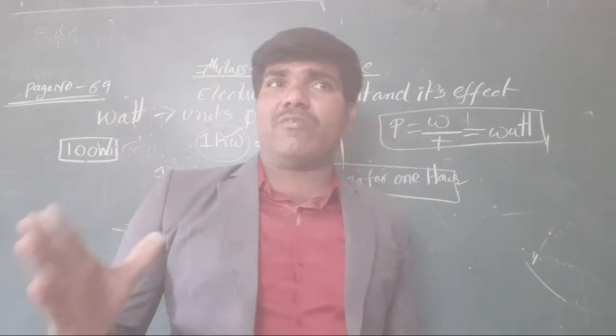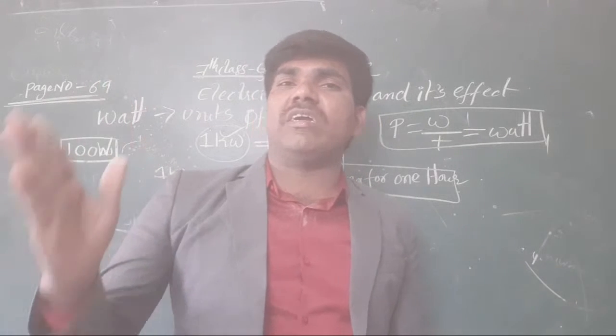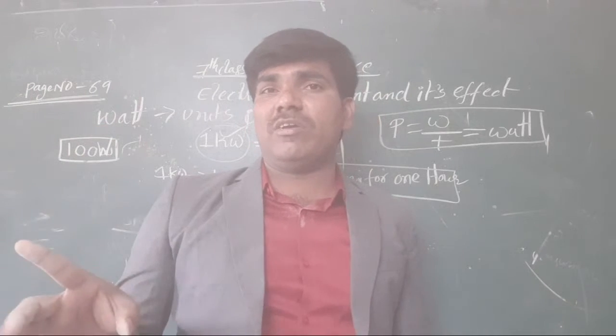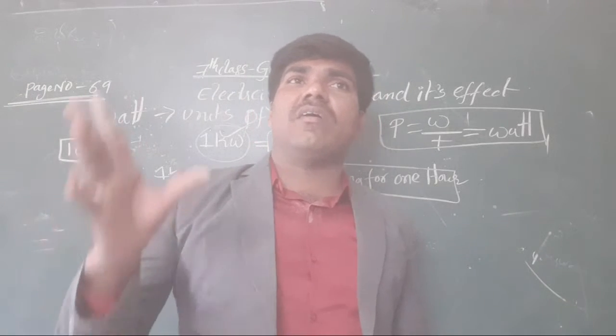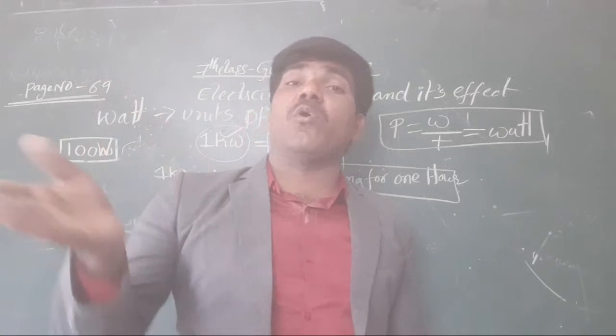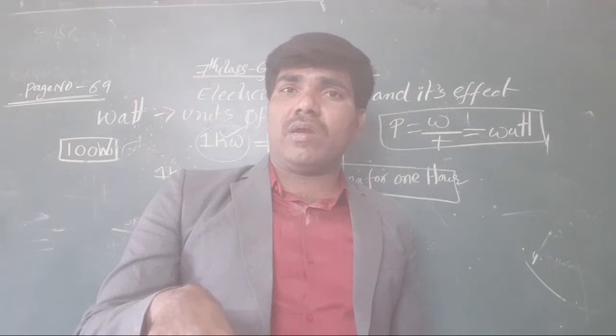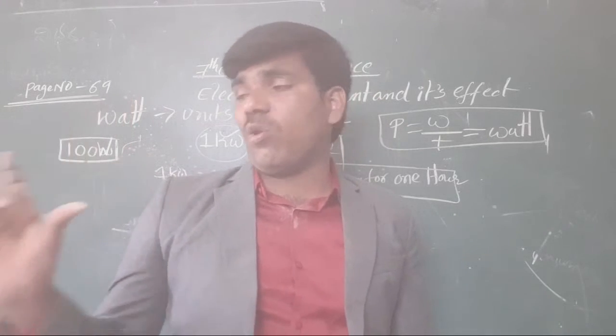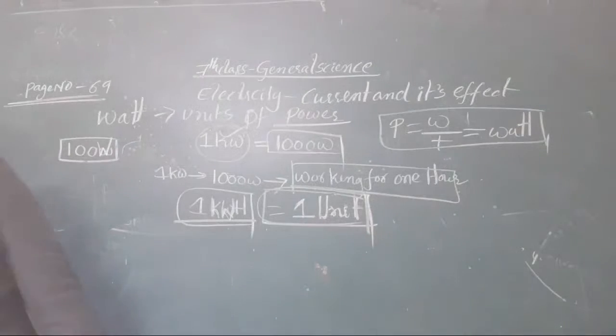400 into 1000, 400 kilowatt hours. Means what? There are 1000 watts working 400 times. Okay, now? Yes, that is only called a 400 kilowatt hour. I hope you got it.